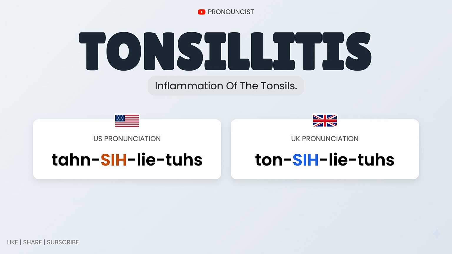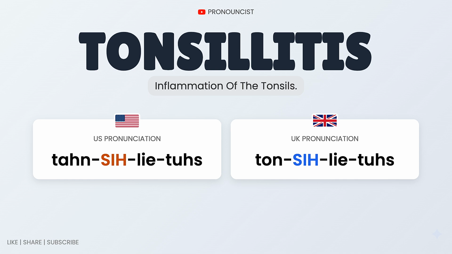Ton, si, lie, tus, tonsillitis. Now, let's focus on British pronunciation of this word, tonsillitis.